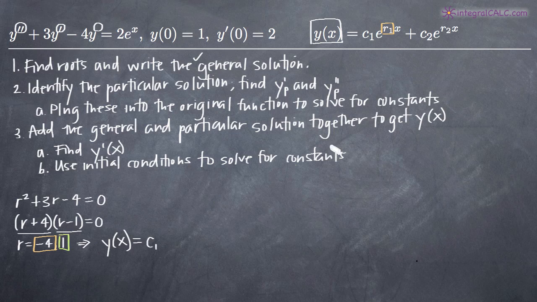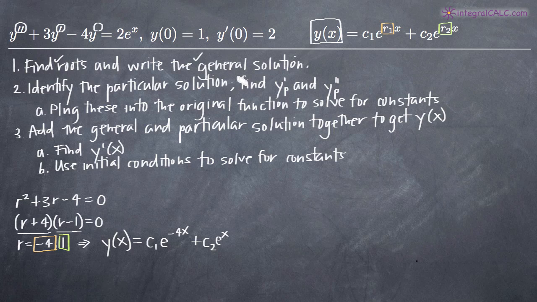And positive 1 will be our second real root, so we'll call that r sub 2. So we're going to get c sub 1 e to the negative 4x plus c sub 2 e, and because we have 1 here plugging in for r sub 2, we'd get 1x, which of course is just x. So this is now our general solution, and we're done with step 1. We found the roots, and then we wrote the general solution.